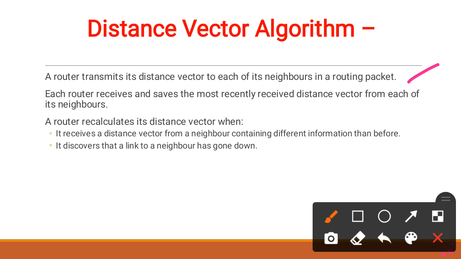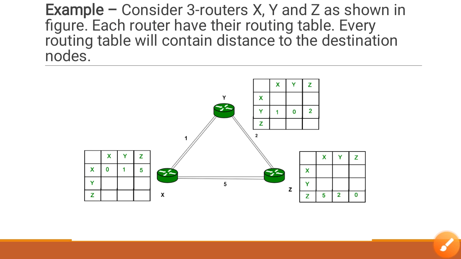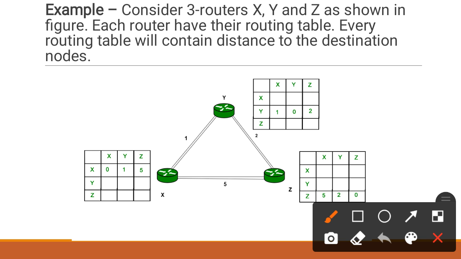What does that mean? We will explain with the help of a diagram and an example. Now see, consider there are three routers X, Y, Z. Each router maintains its table. How is the table maintained? See here, vertically and horizontally we write the names of the routers. So X, Y, Z are the tables maintained for each of the routers.